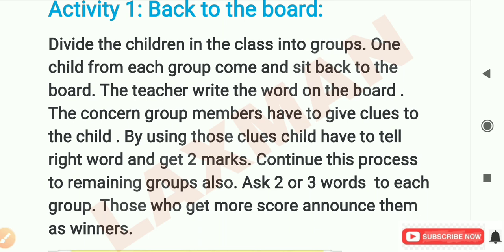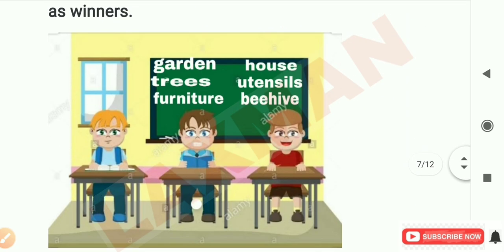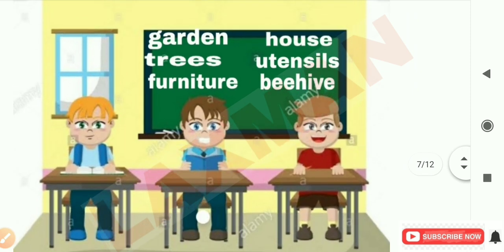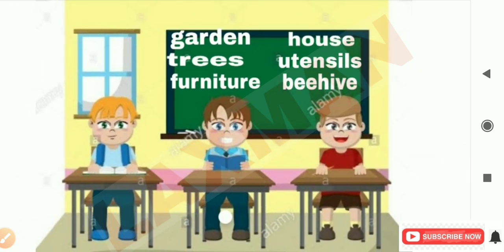Continue this process with the remaining groups also. Ask 2 or 3 words to each group. Those who get more score, announce them as winners. Here you can see like this in this picture. For example, 3 children from 3 groups sit back to the board.